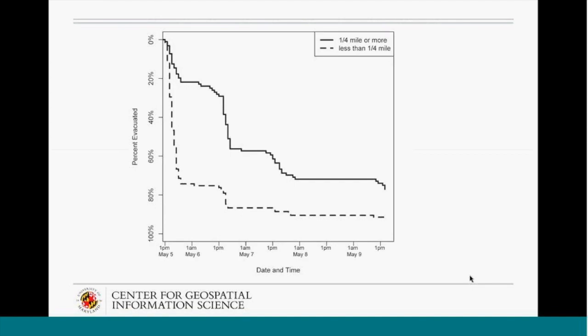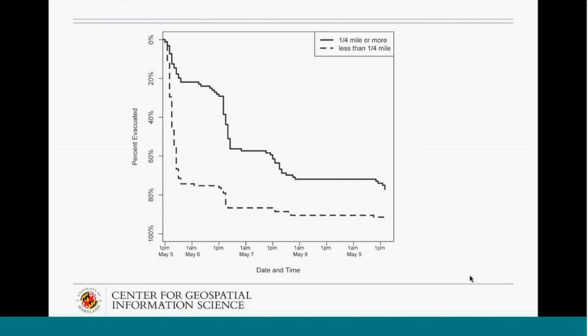Another really nice application of this survival analysis technique is looking at the impact of distance, right? How far were these people's houses from the wildfire perimeter at any given time? And again, you can see right away early on at the start of this, people that were less than a quarter of a mile away, a lot of them, pretty smartly decided to leave, right? Decided to evacuate.